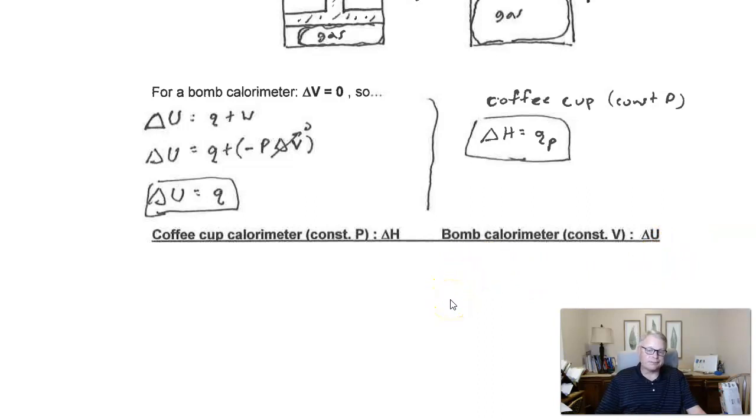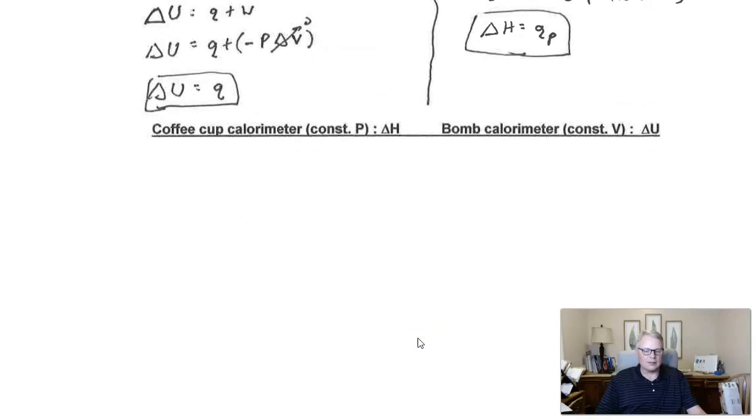But it's worth knowing that in a bomb calorimeter, technically you're measuring delta U, not delta H. In a coffee cup calorimeter, you're actually measuring delta H directly. And you can go between the two. We're just not going to. If you can remember that from that section, that's close enough.